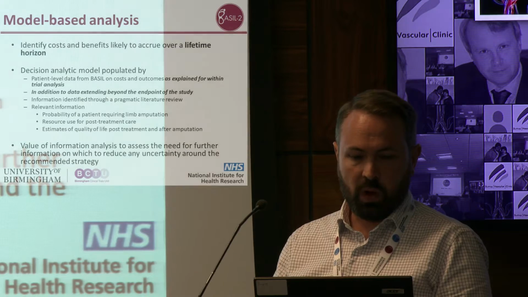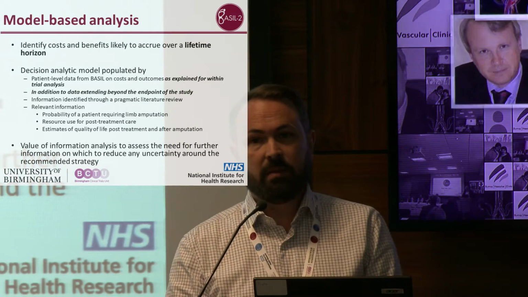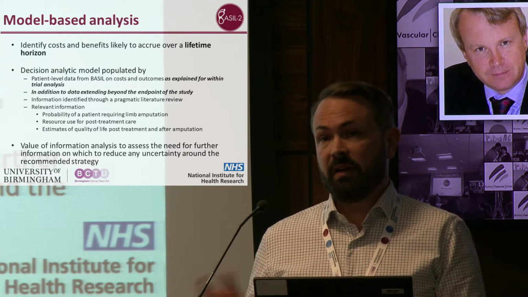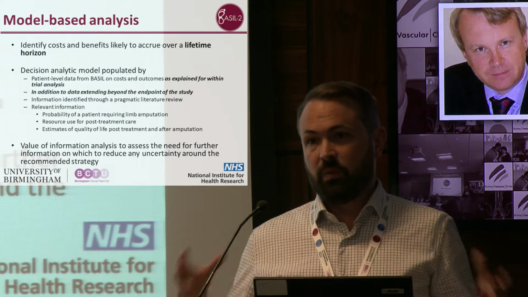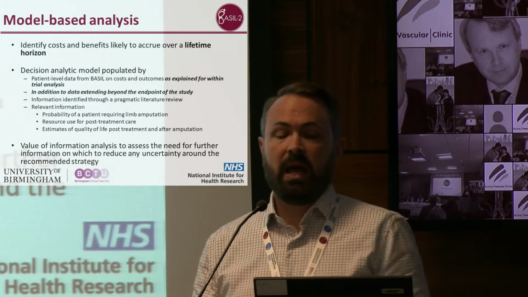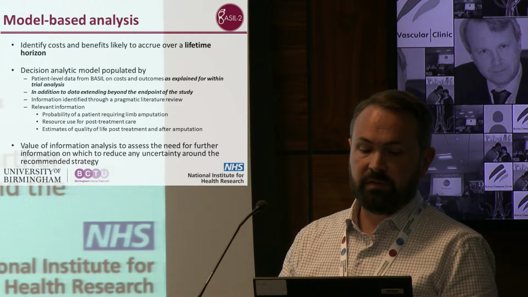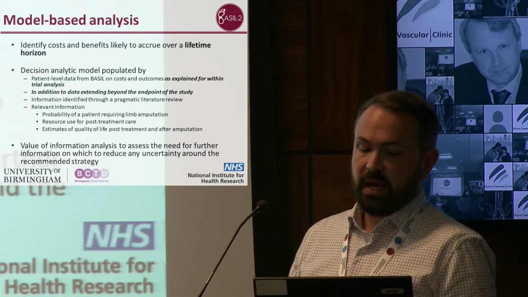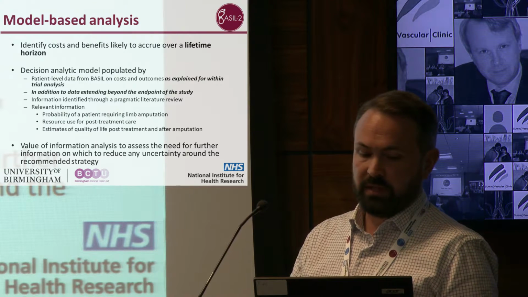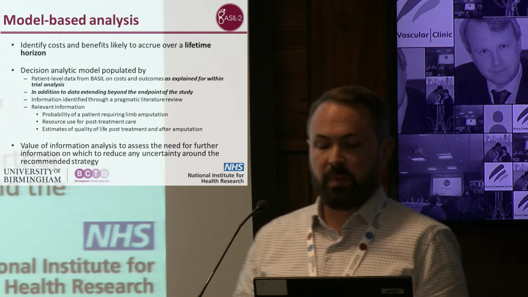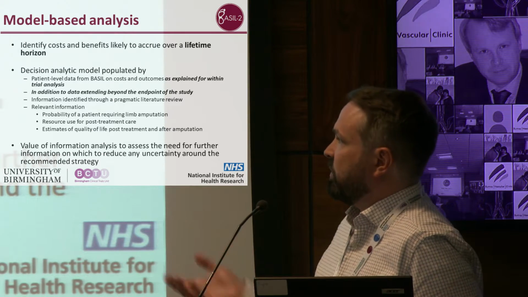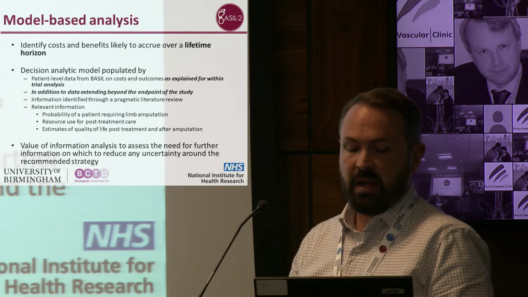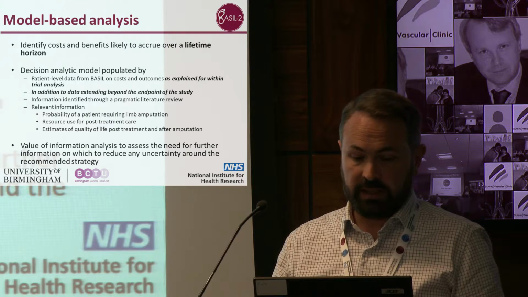cost per additional QALY. So the other part of the study, looking at the model-based analysis, is where we're trying to identify the costs and benefits over the entire lifetime horizon. So this involves taking the data that we've gathered within the trial and then trying to model what will happen to these people over their entire lifetime. So like I said, we're taking that patient-level data from BASIL on the costs and the outcomes, and then we're trying to extend that beyond the endpoint of the study. We're using things like the probability of the patient requiring limb amputation, any resource use that might come in post-treatment, and extrapolating our quality of life post-treatment and after any amputation down the line.